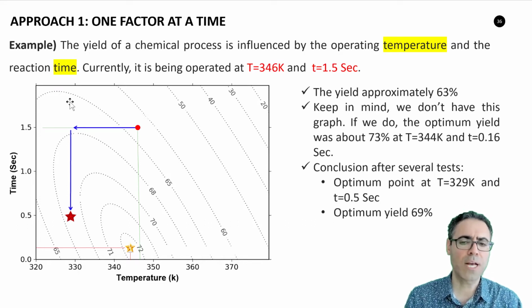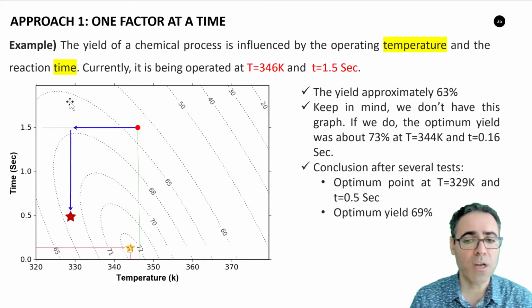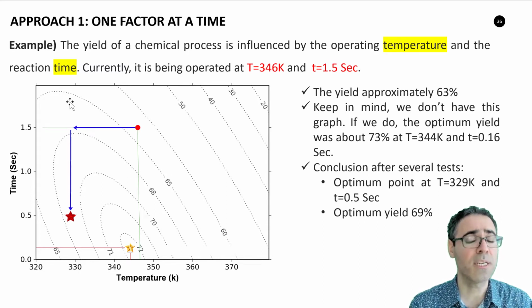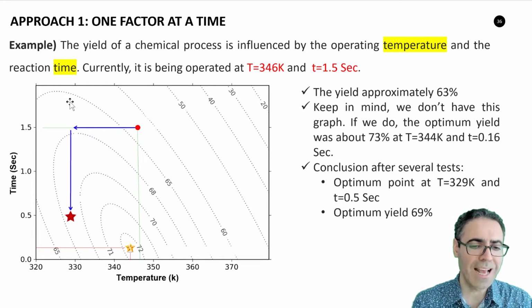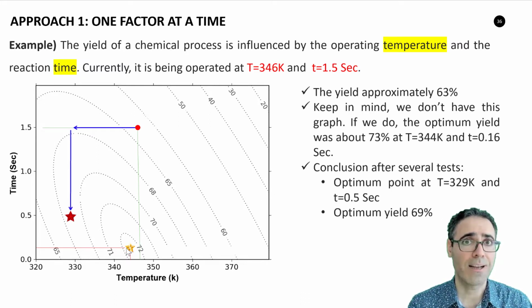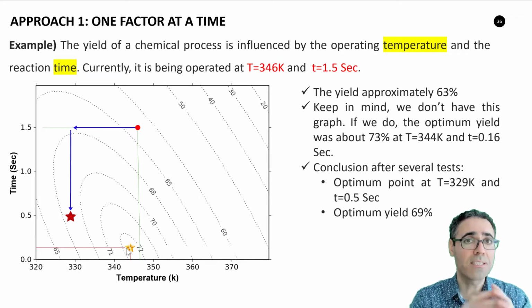So we conclude that the temperature of 329 and time 0.5 second is the optimum point with a yielding of 69%. However, this is not true, right? Because we didn't get to the top of the hill. And of course, we don't know that there is a top of a hill, right? Because we don't have any of this information.